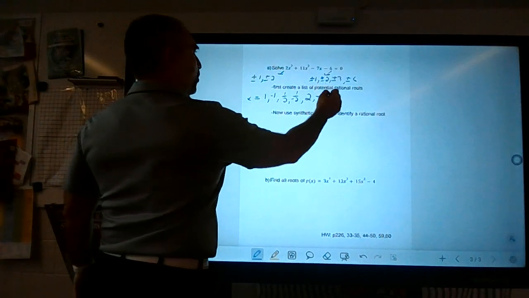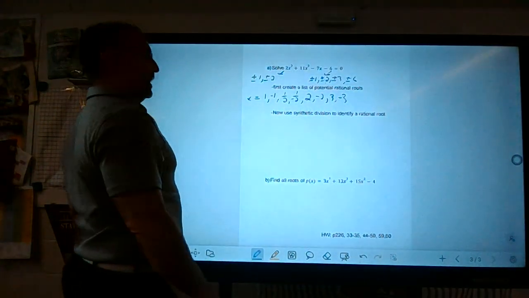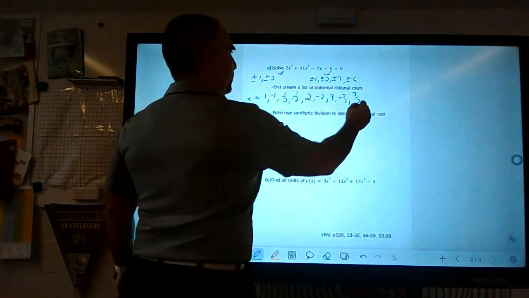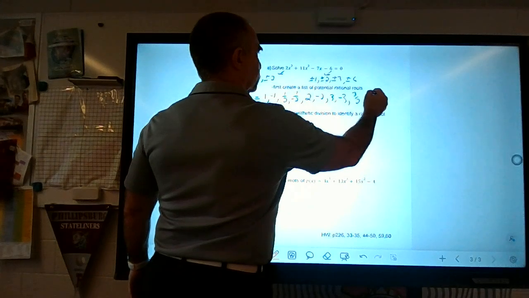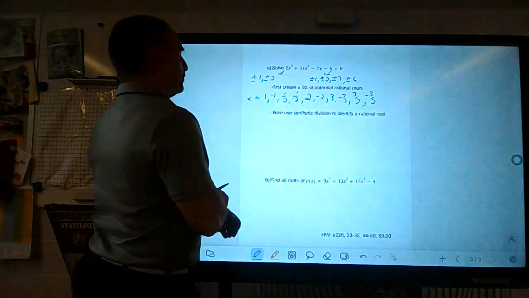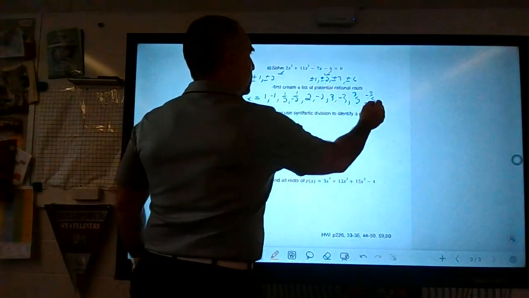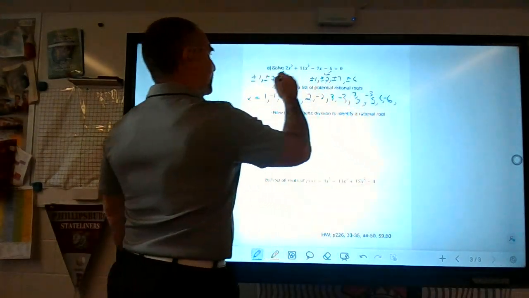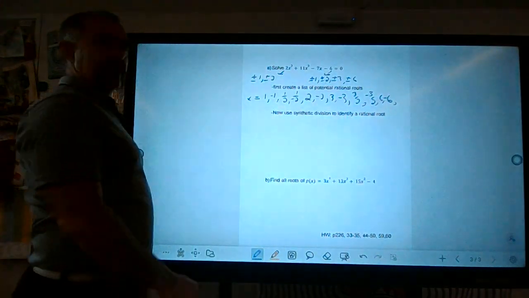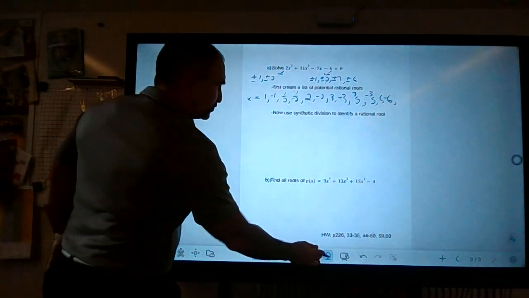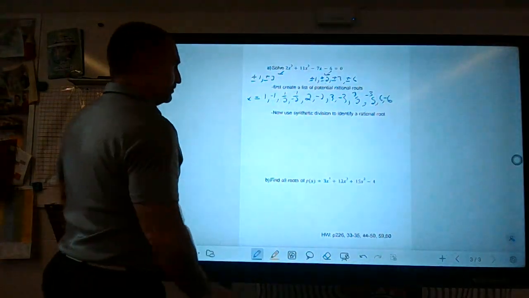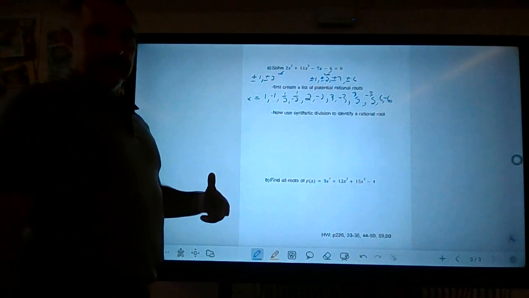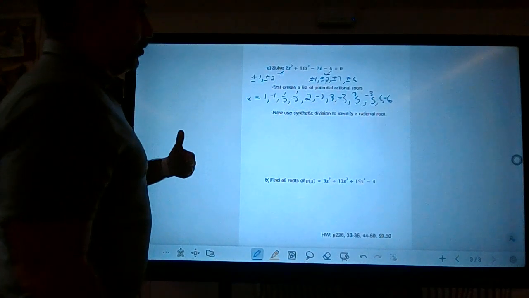3. 3 over 1 is 3. 3 over negative 1 is negative 3. 3 over 2 and 3 over negative 2. 6 over 1, 6 over negative 1. 6 over 2 is 3, so we don't have to rewrite that. So here's my list of potential rational roots. All right, so now what do we do? Now you're going to use synthetic division to figure out which one of these works.